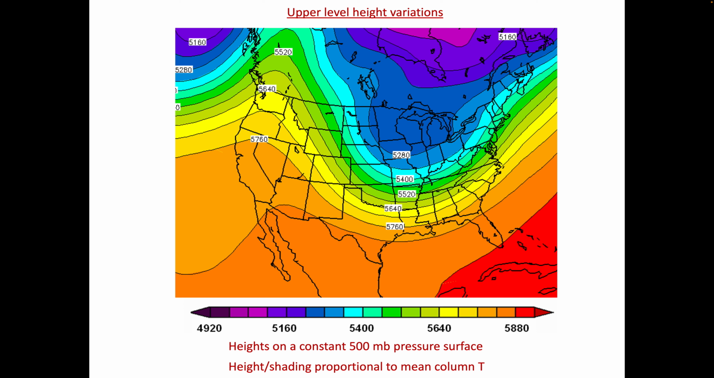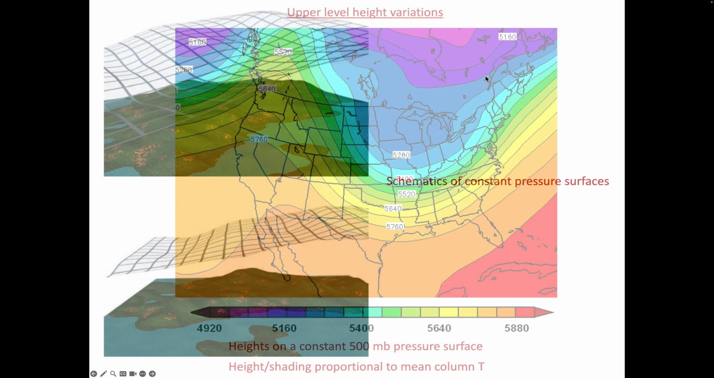Just keep in mind also, because this is going to become important later on when I talk about tropopause temperatures, that just because the mean temperature of a column is warm or cold, that doesn't mean that the column is uniformly warm or cold through its entire depth. The warm air or the cold air can be concentrated at different altitudes in the column. So when we take a look at these colors, we're really focusing on mean column temperature, not the temperature of the column at any single level going up from the surface to, in this case, 500 millibars.